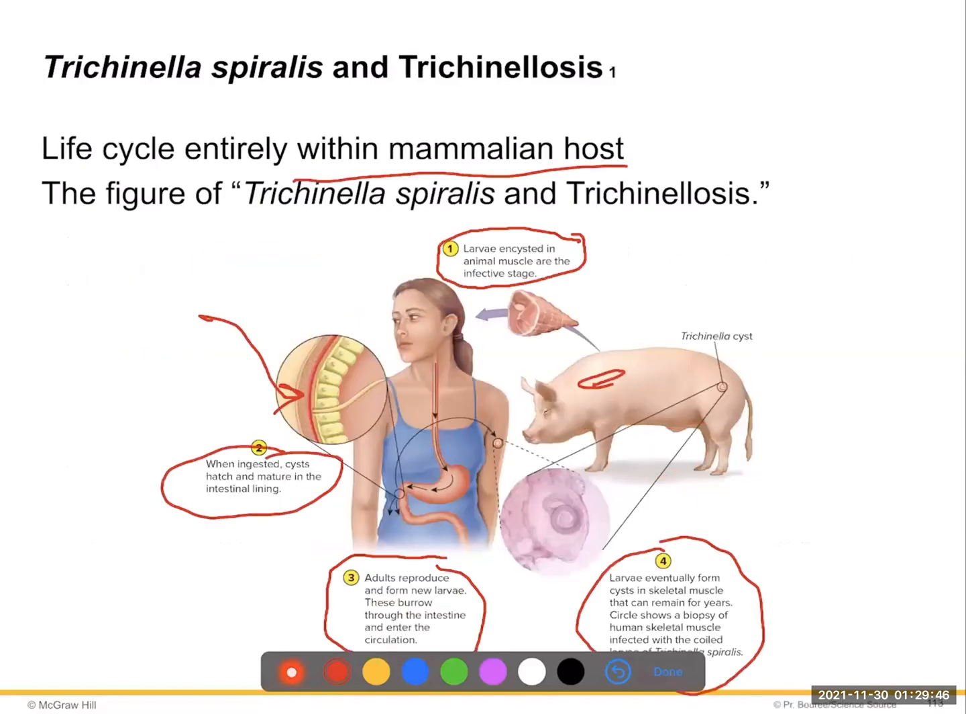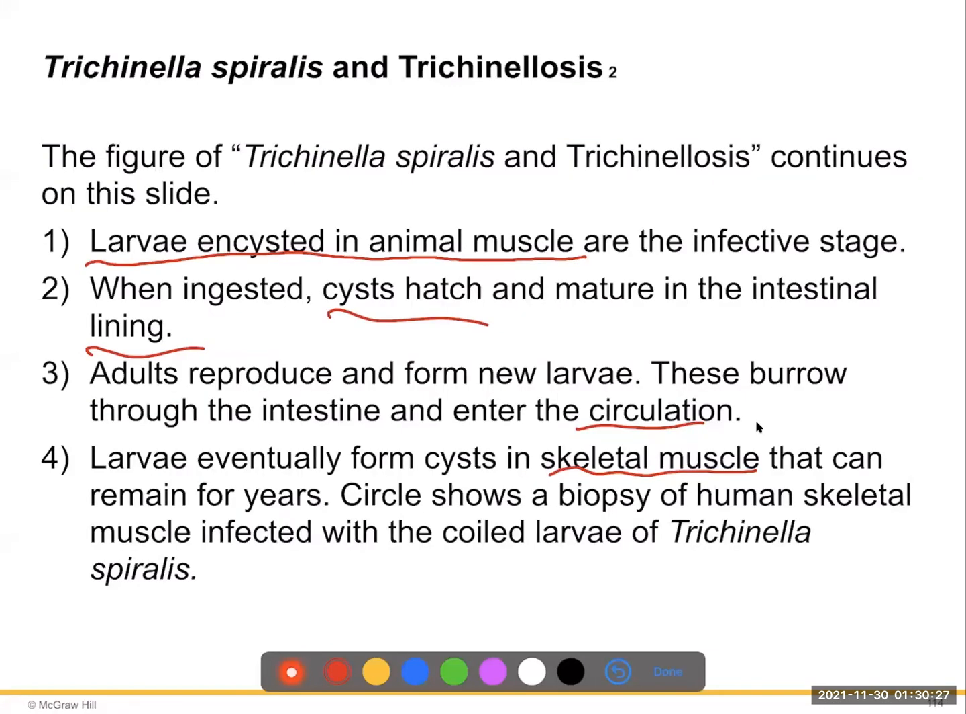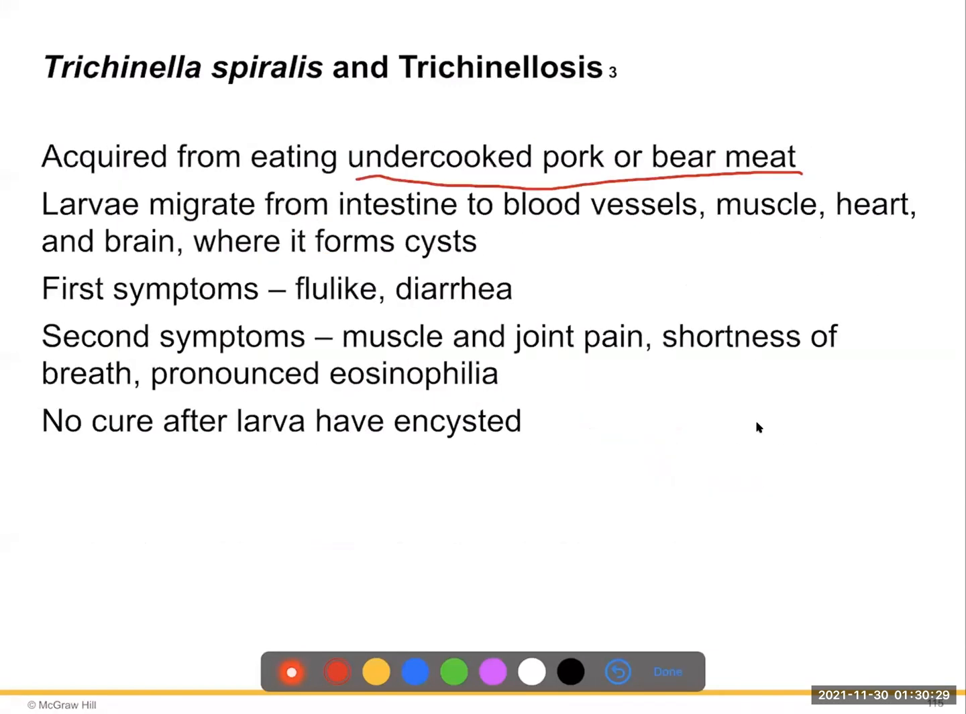You can see this is your biopsy here. What you look at, you can see the infected worm right inside the intestinal cells, invading through the intestinal layer, epithelium. So we went through the different stages with it. Undercooked pork or bear meat, trichinosis. The larvae migrate from the intestine to the blood vessels, the muscle, heart, brain, where it forms cysts.